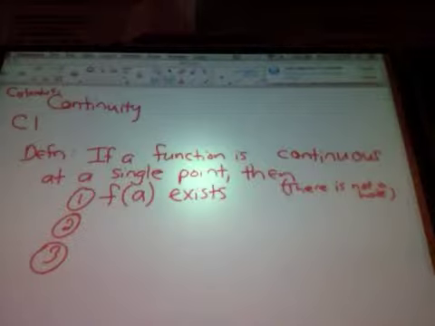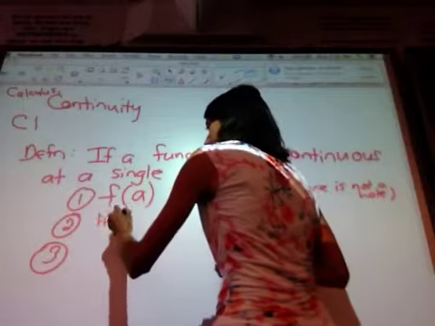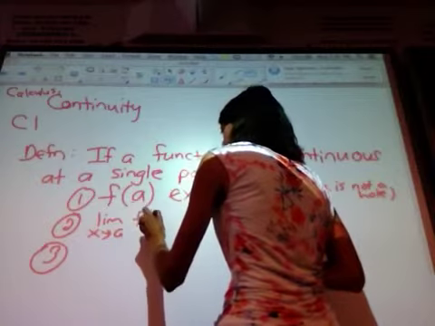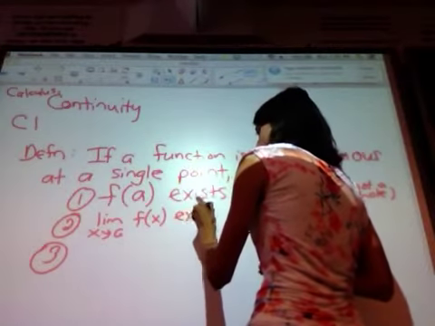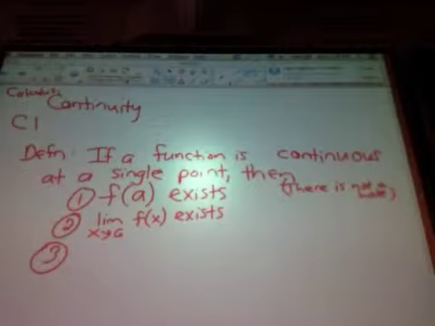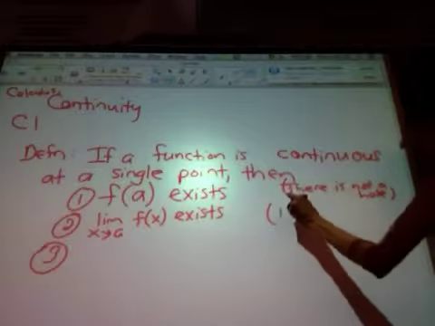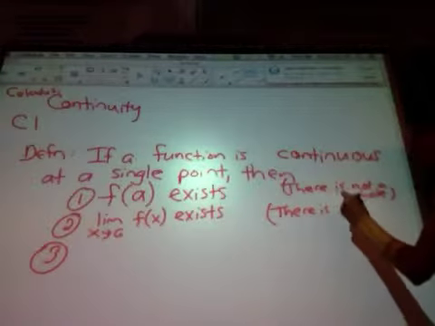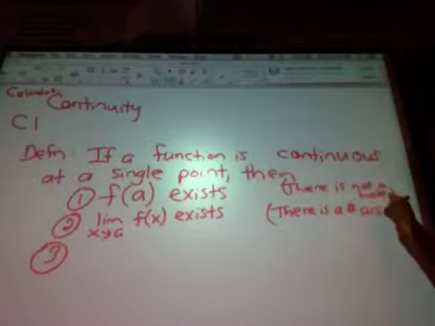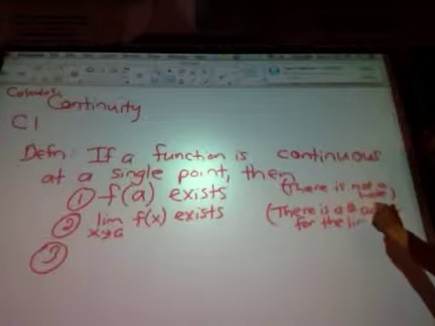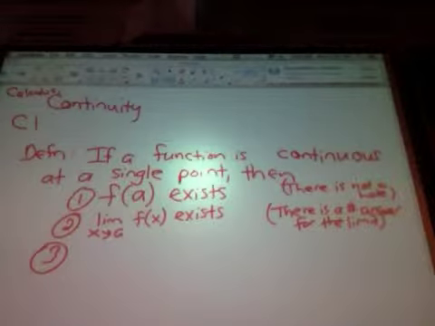The next thing is, so that's a fancy way of saying what? There is a limit. Okay? And the limit has a number answer. So what it's saying is there is a number answer for the limit.